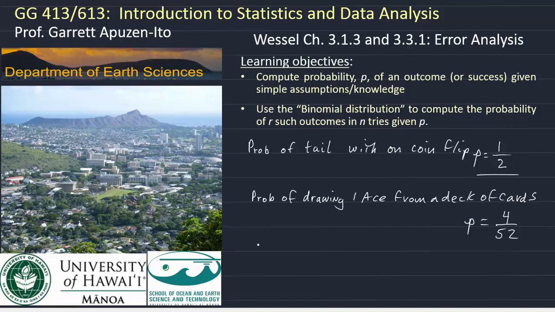So in general, the probability of a success, given that there are S successes in the whole system and N possibilities, this is the general solution. And I'm going to use the uppercase N for the number of possibilities in the system. I'm going to use lowercase n for another meaning. So this is the first learning objective. Given some simple assumptions about our system, you can now compute the probability of a single success.